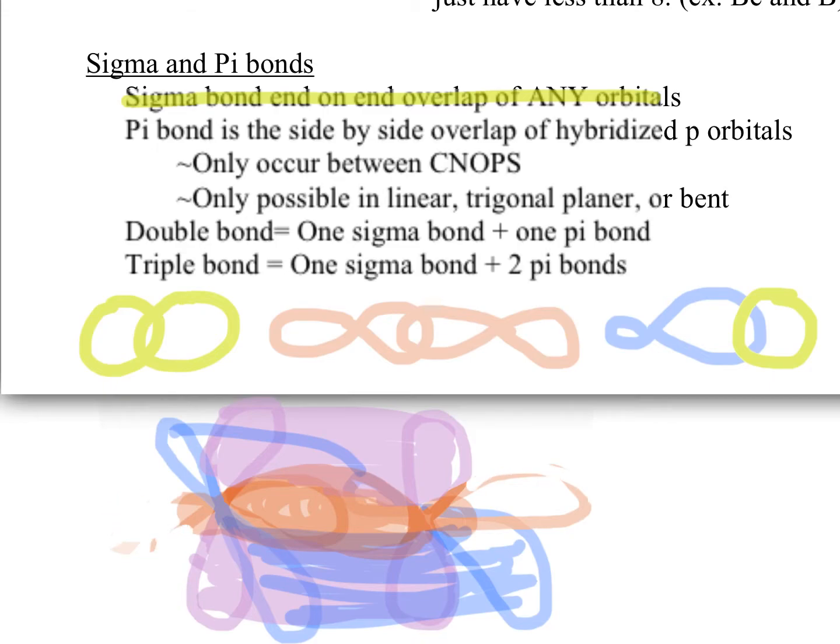So if we finally do it, and we only have one bonding area here, we have an SP here and an SP bonding to make our sigma. We have a pi going above and below from this unhybridized P, and we have a pi coming out and behind from that unhybridized P, which reminds me we have a typo right here. Pi bond is the side-by-side overlap of unhybridized, not hybridized. Specifically, it has to be unhybridized.